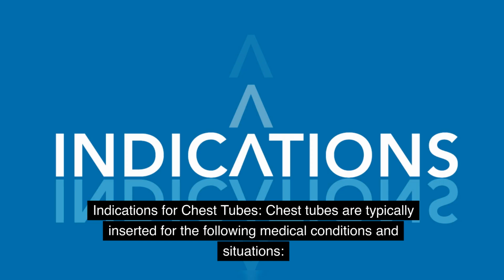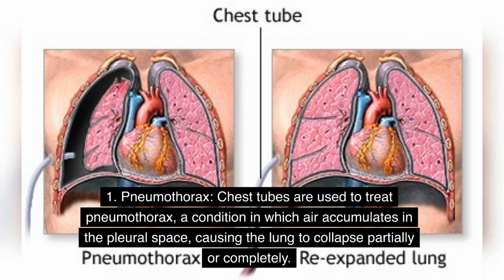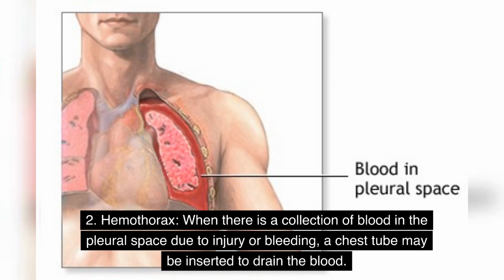Indications for chest tubes. Chest tubes are typically inserted for the following medical conditions and situations. 1. Pneumothorax. Chest tubes are used to treat pneumothorax, a condition in which air accumulates in the pleural space, causing the lung to collapse partially or completely. 2. Hemothorax. When there is a collection of blood in the pleural space due to injury or bleeding, a chest tube may be inserted to drain the blood.